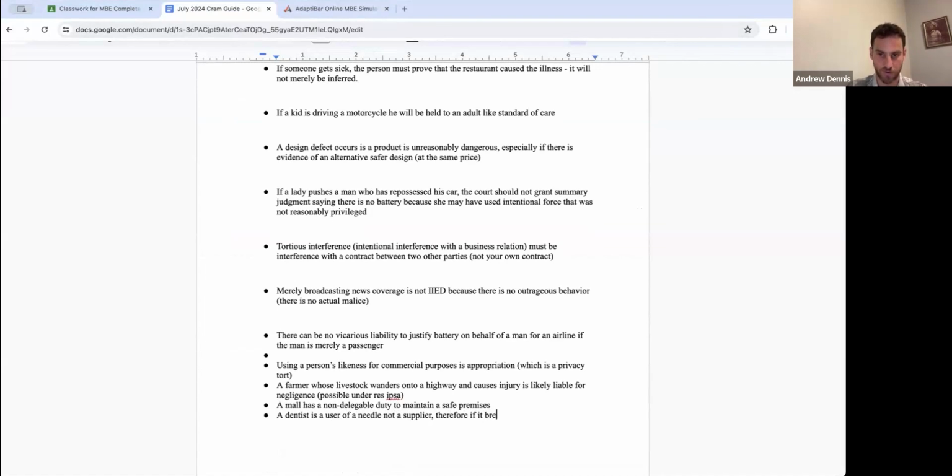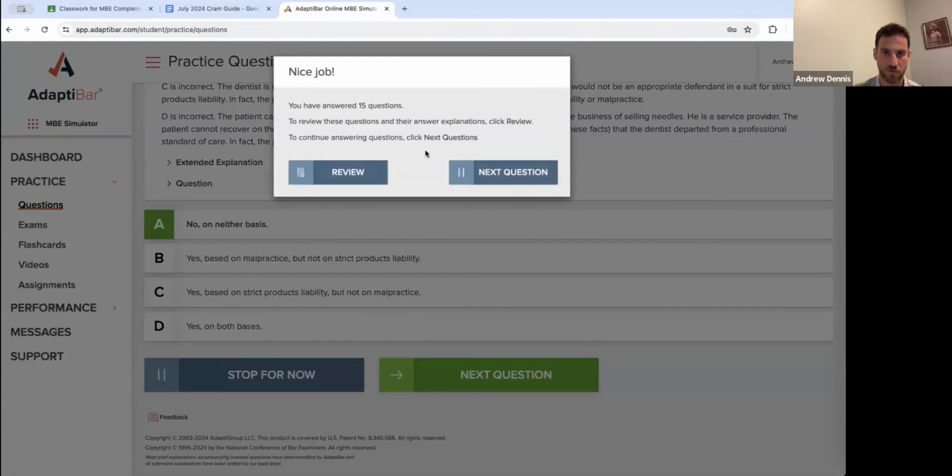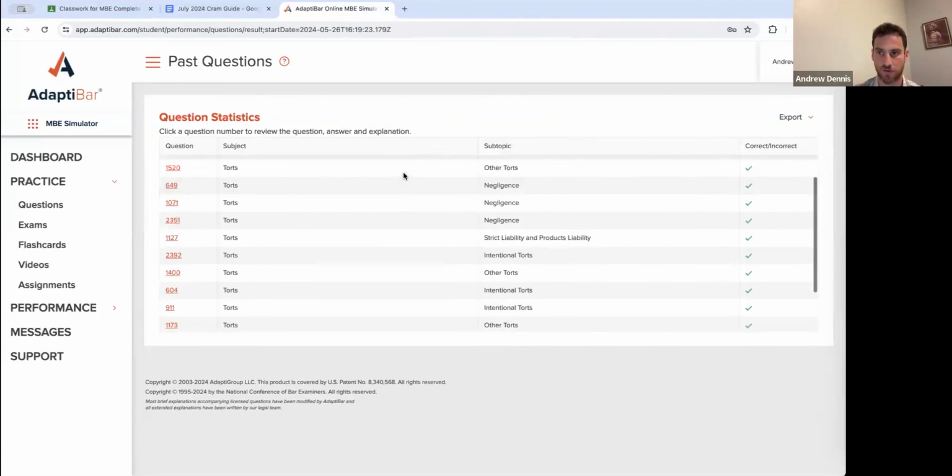Therefore, if it breaks during surgery, the customer cannot sue the dentist for strict liability. And a dentist is not liable for malpractice if he exercised due care. Right? Like if he didn't do anything wrong, then how could he go down for malpractice? And how could you go down for strict liability if you did nothing wrong?